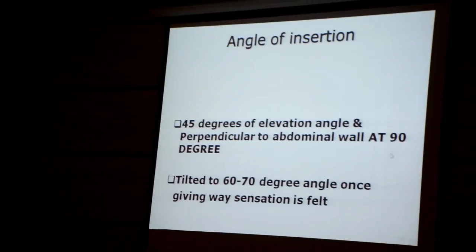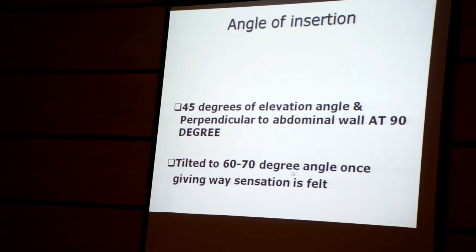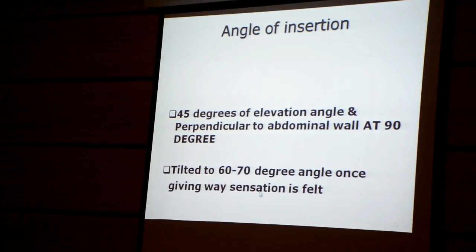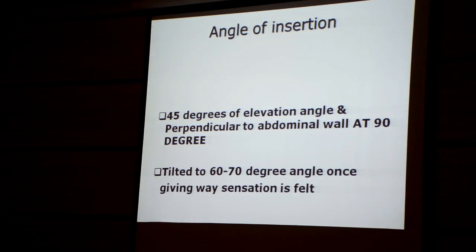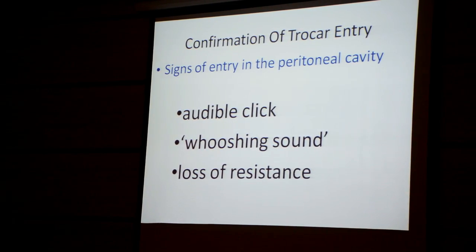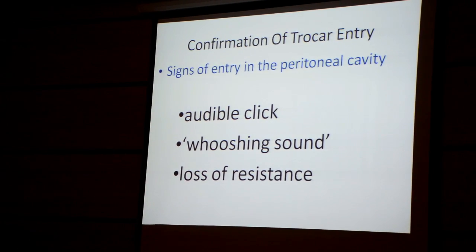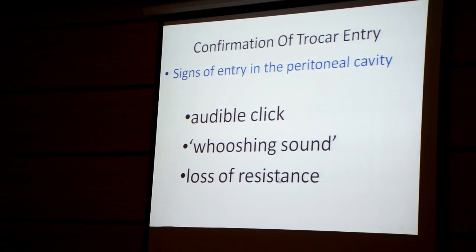Once we go inside the abdomen, we decrease the angle of insertion from 60 to 70 degrees, to pass immediately behind the posterior abdominal wall and not injure any intra-abdominal viscera. We also have to confirm the trocar entry: an audible click, the whooshing sound of the CO2, and loss of resistance.